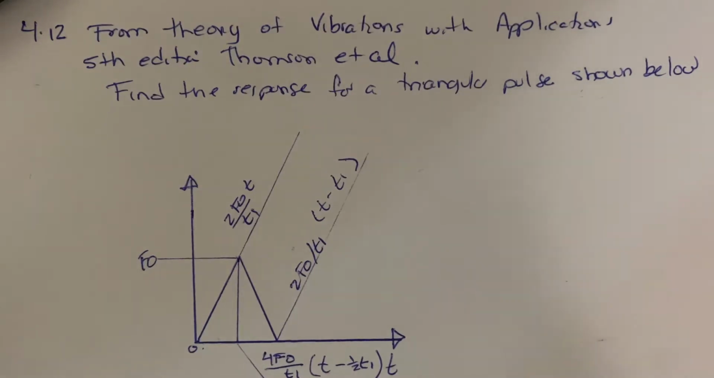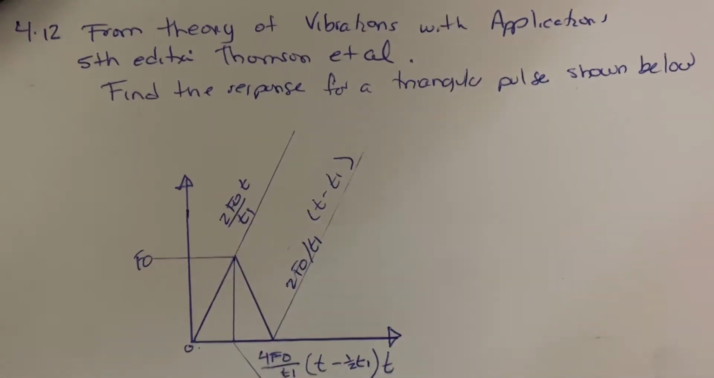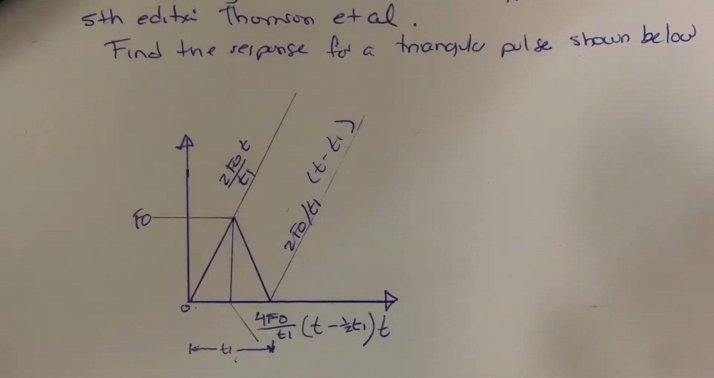And we can divide the problem in intervals. Here the time goes from 0 to time t1, but we can divide this problem by first analyzing this section here that goes from 0 to half the time, and using the convolution integral, which is the same as saying superposition integral, to solve the problem.